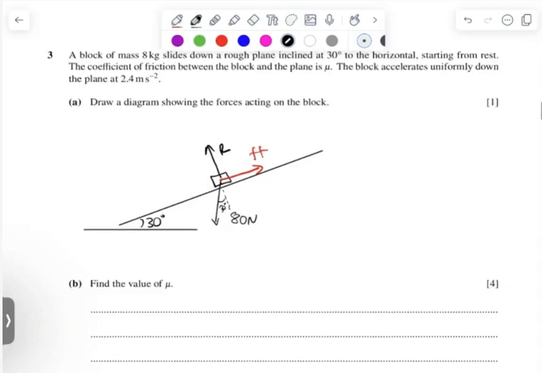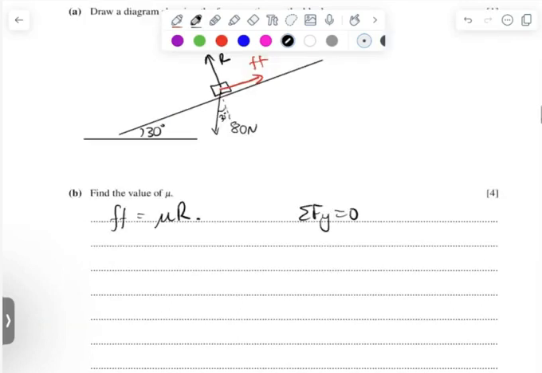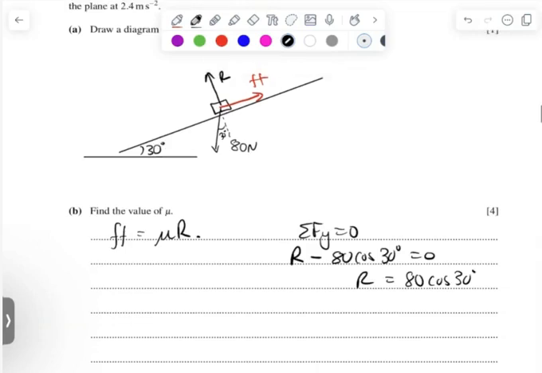Right. So it looks like we're going to also be using a little bit of Suvat and Newton's second law in this block. So we know our frictional force is mu times R. In this case, our R is just going to be acting opposite our weight component. There's no other forces in the y direction, so I know the sum of my forces in the y direction is 0. So I'm going to say R minus 80 cos 30 is equal to 0. So my R is 80 cos 30.